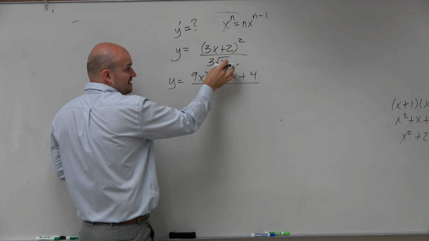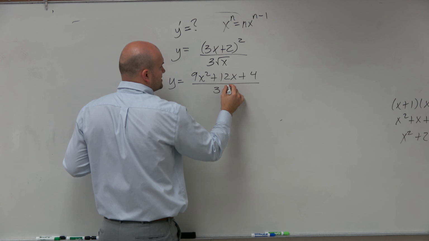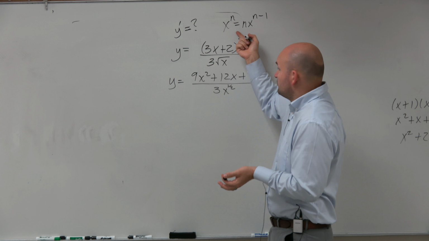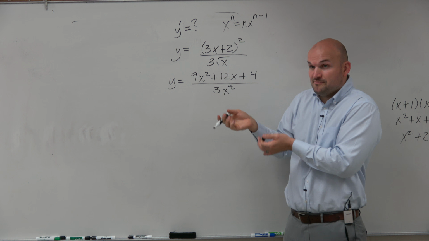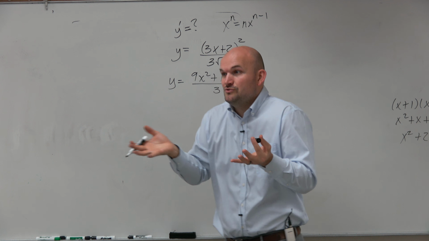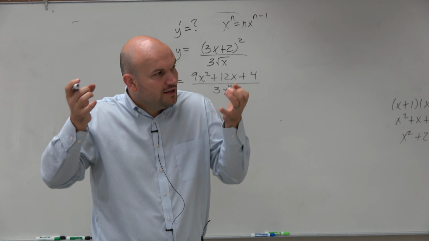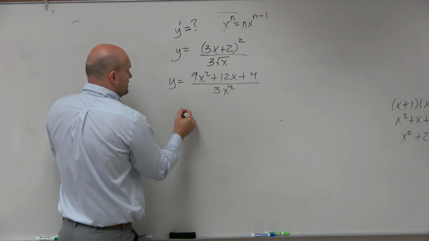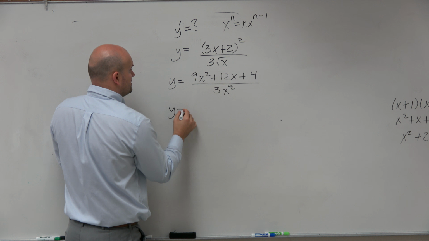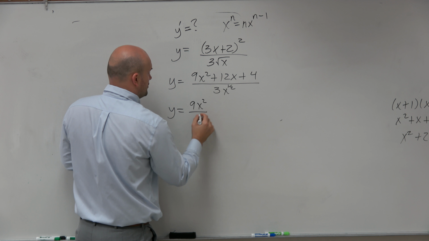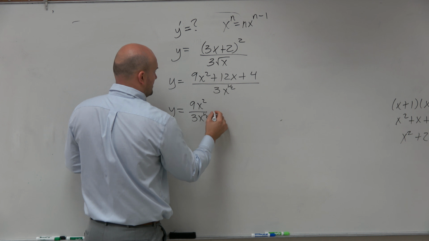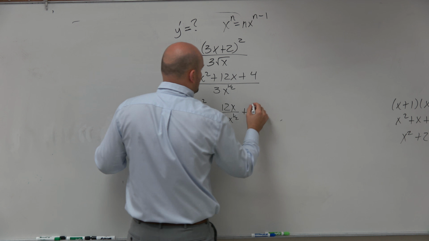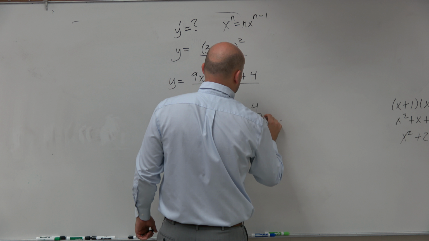I want to rewrite this as a rational power, so 3x to the 1/2 power. Okay? Now, again, we only can use the power rule, guys, when we have powers. We have powers in the numerator and denominator, but we can't do those separately. We have to do only powers at the same time. So we can't break it up numerator denominator. So what I'm going to have to do is rewrite this as 9x squared over 3x to the 1/2 plus 12x over 3x to the 1/2 plus 4 over 3x to the 1/2.